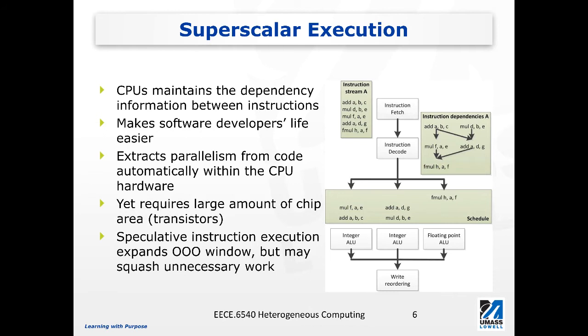For example, let's look at the example on the right. We have a program that consists of an instruction stream A, which has 5 instructions. The first instruction is add A, B, C, which means that we're going to add the 2 operands, B and C, and put the sum of these 2 numbers into register A. Similarly, we have multiply instructions and a floating point multiply instruction at the end.